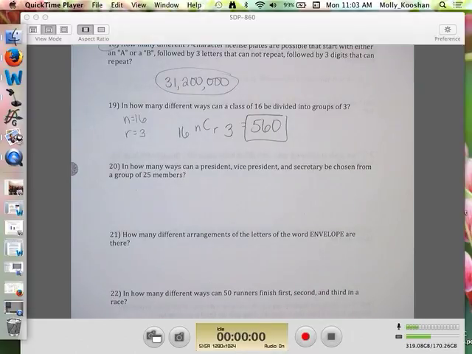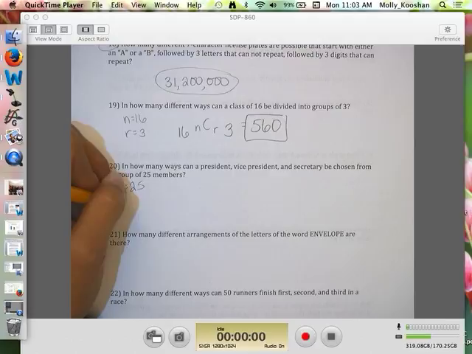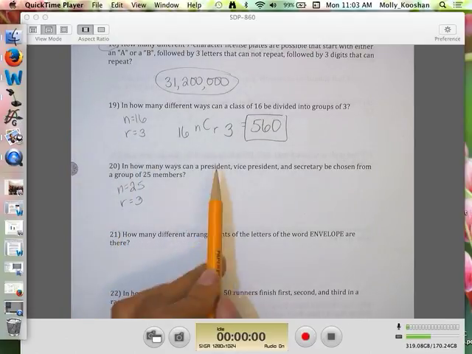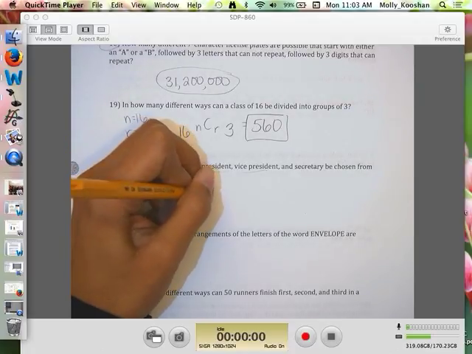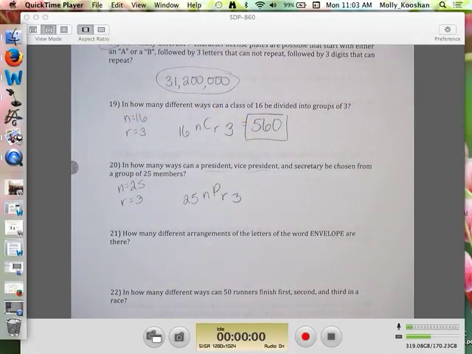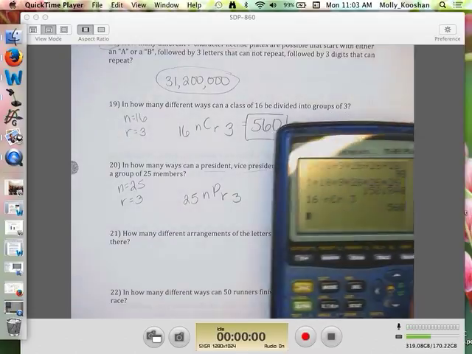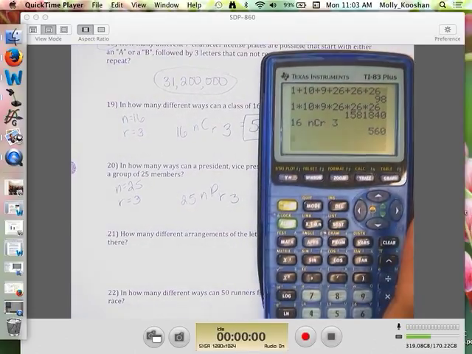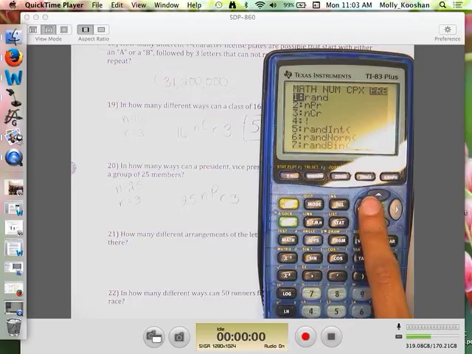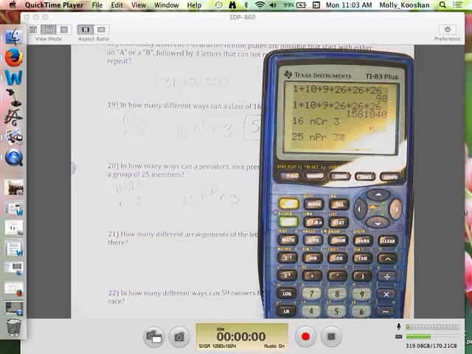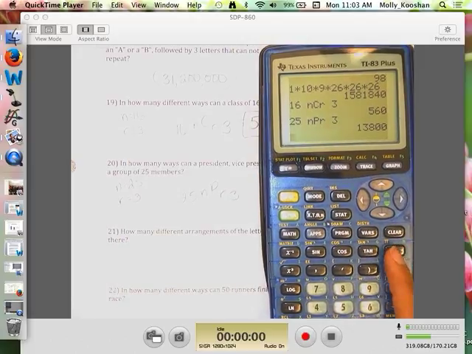Okay. Number 20. How many ways can a president, vice president, and secretary be chosen from a group of 25 members? So, N is 25 and R is 3, president, vice president, secretary. But there's a specific ordering for those 3 people. So that means we're going to use permutations here. So that's nPr, 25 nPr 3. Calculator. We'll go 25, Math, go over to probability, nPr, 3. 13,800.